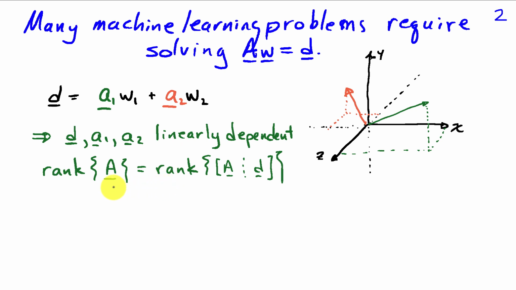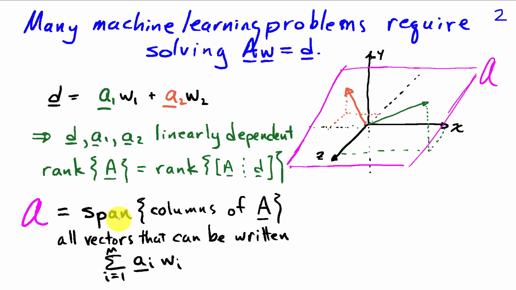So if I compare the rank of A to the rank of A with D added onto it, if those 2 ranks are the same, then there exists a solution to this problem. That's saying that D is expressed in terms of the columns of A. In other words, there's no new information in D that isn't already represented in the columns of A.